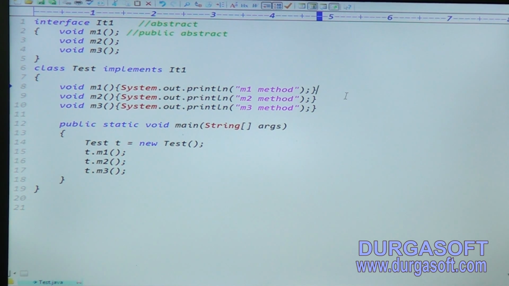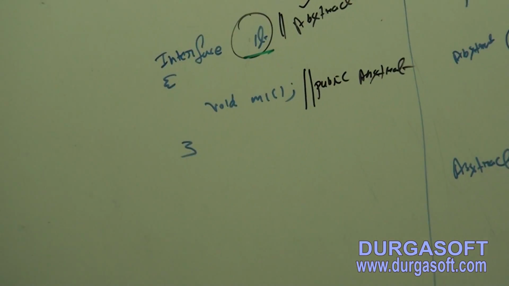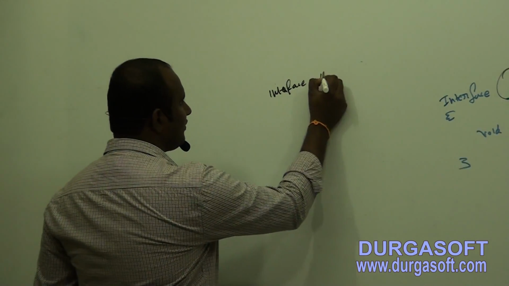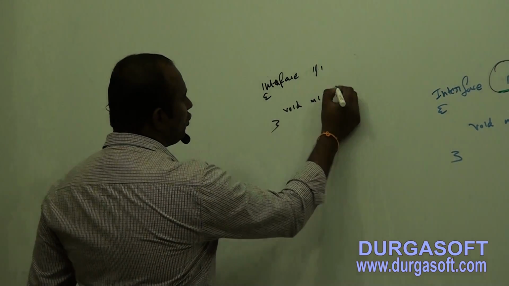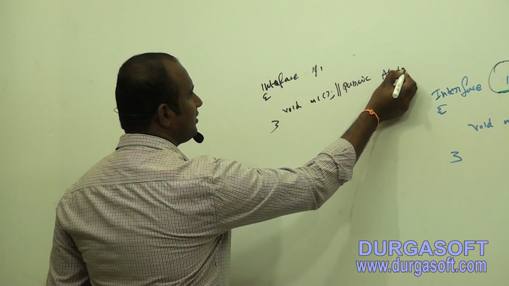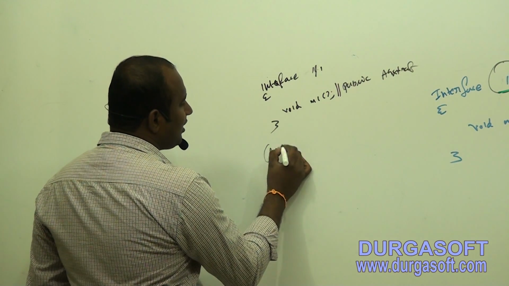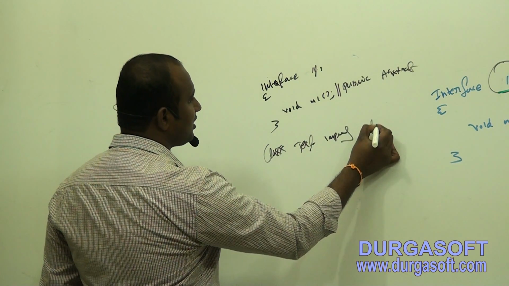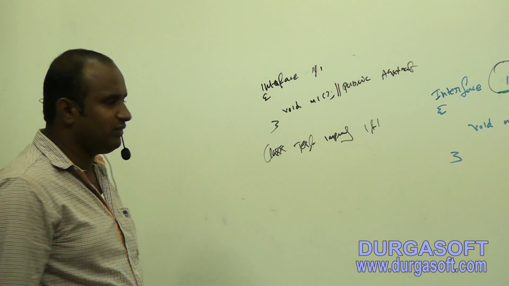Tell me what is the problem in this case? Very important, please concentrate. I declared interface ID1. The interface ID1 contains void m1 method. You know, by default these methods are public and abstract, right? Generally, I take class Test. The class Test implements which interface here? ID1 interface. Class Test implements ID1 interface.